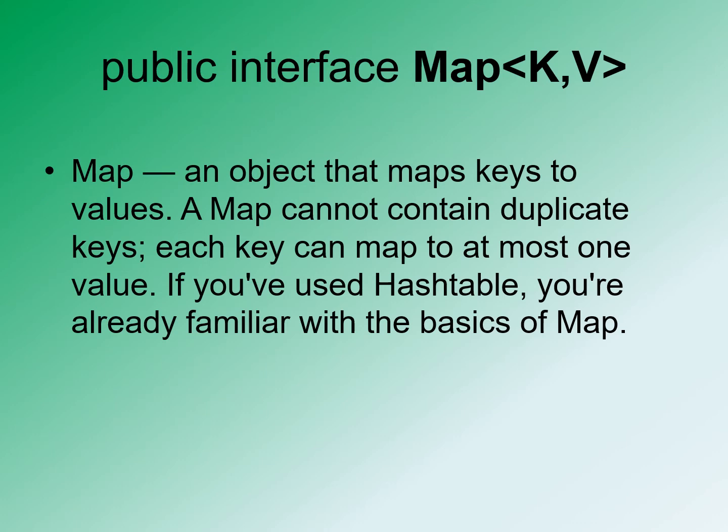Talking about the Map interface. An object that maps keys to values. A map cannot contain duplicate keys. Each key can map to at most one value. If you have used Hashtable, you are already familiar with the basics of Map.